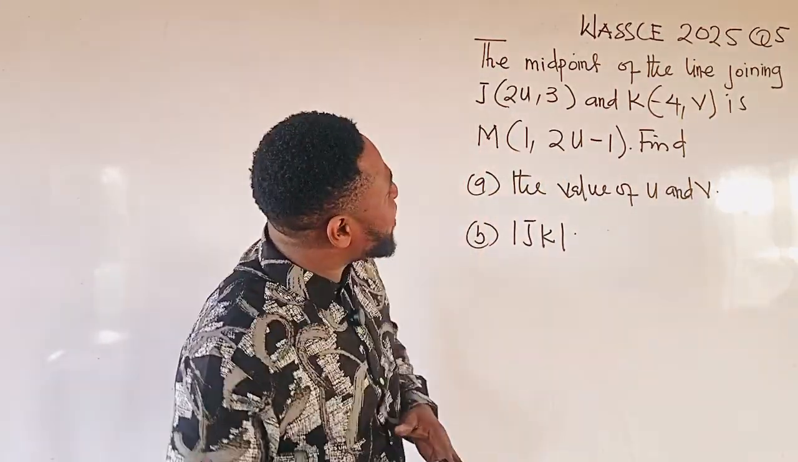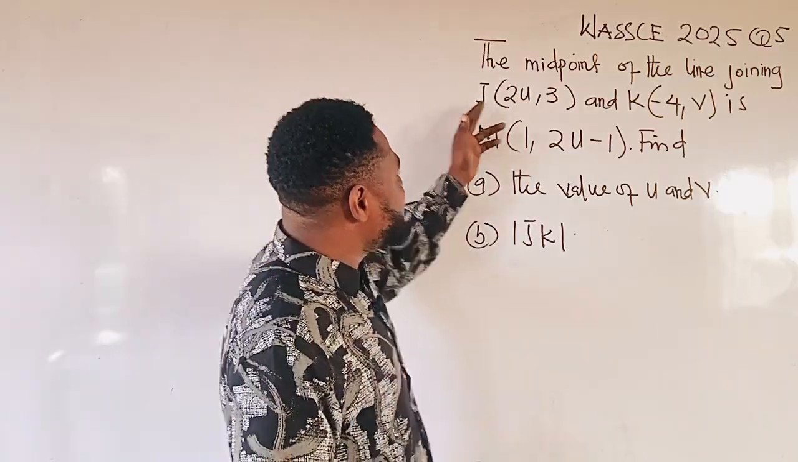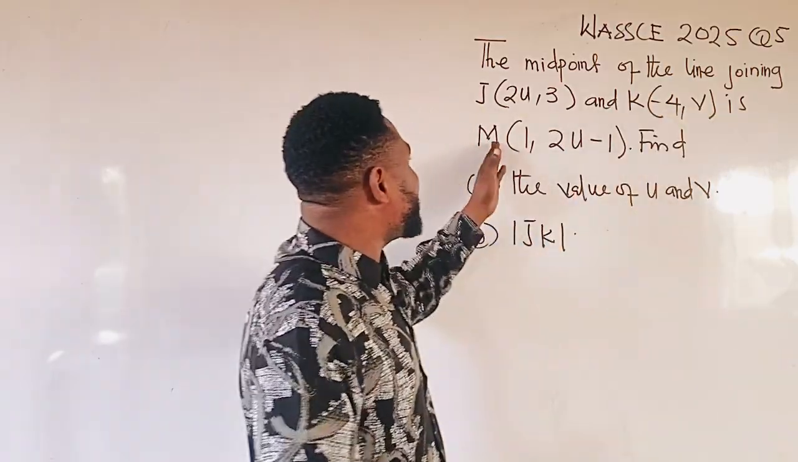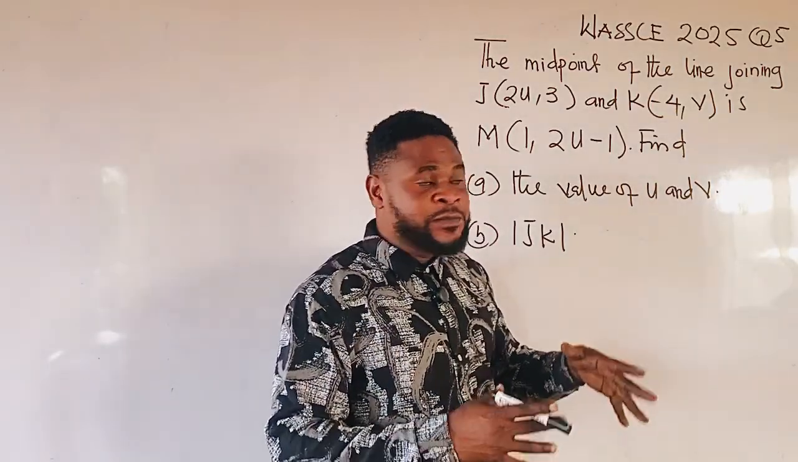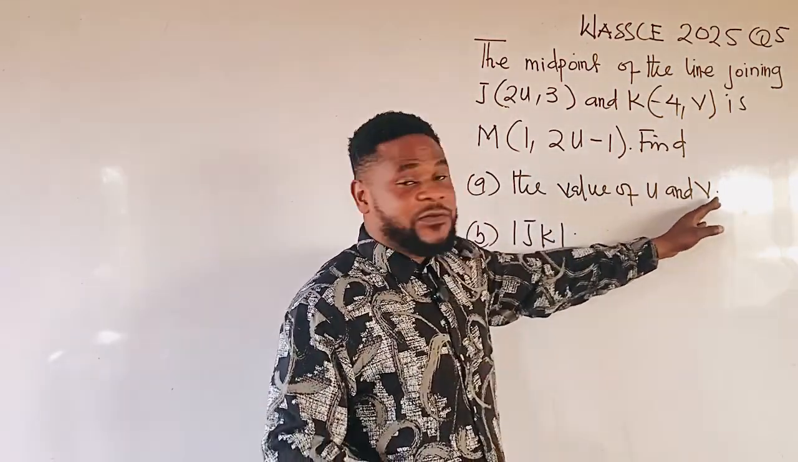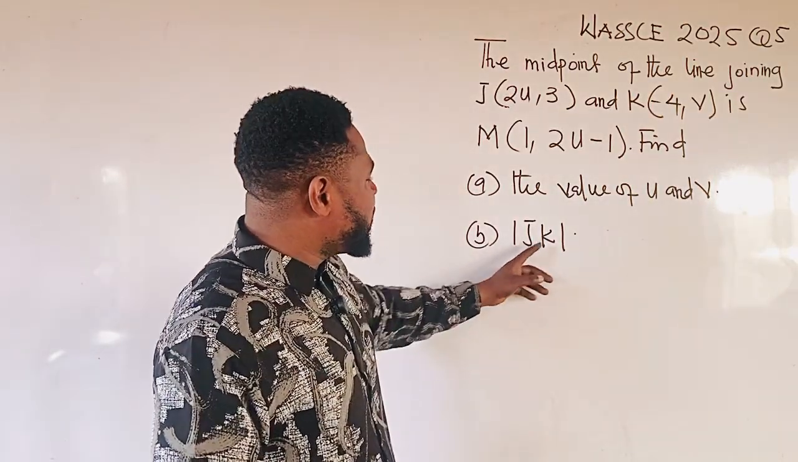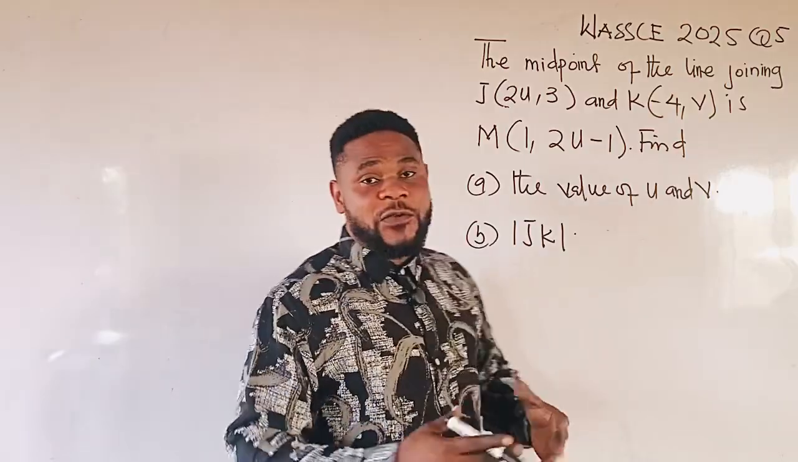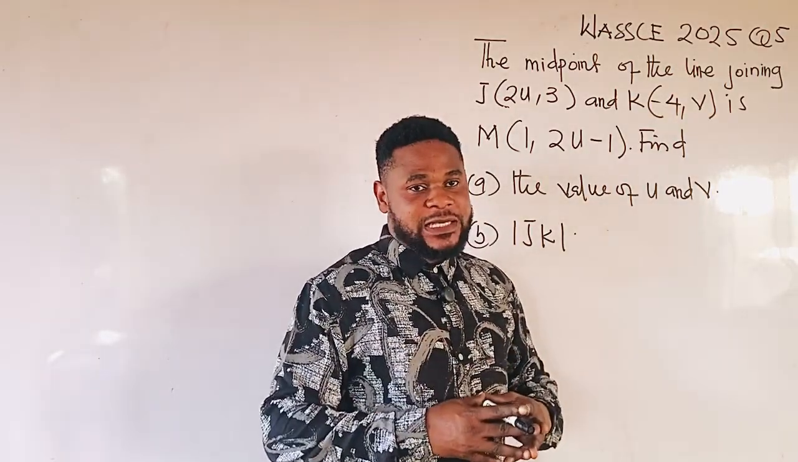Let us look at the question on the board. The midpoint of the line joining JK is M. We can see that the coordinates are given on the board, and we have been asked to find the values of u and v, and also to find the magnitude of JK. This question falls under what we call coordinate geometry in mathematics.